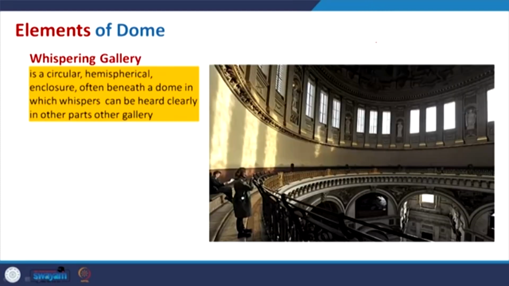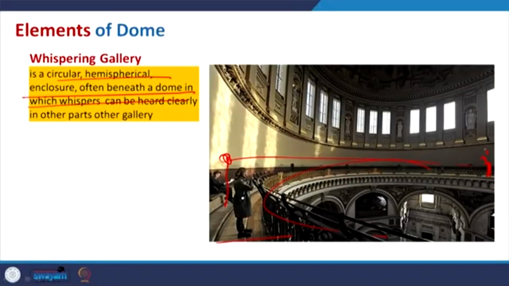A whispering gallery is a circular or hemispherical enclosure, often beneath the dome. It is basically an area where you can stand and go, and which helps you whisper. If you make a noise in this, it will carry the surrounding sound, and you can stand here and listen to it. This exists even in India; we can observe this kind of thing in the Gol Gumbaz in the south. If you have visited, you may have experienced this, or if you plan to visit in the upcoming days, you can try it. It is also sometimes a part of a dome where we can create this kind of scenario.